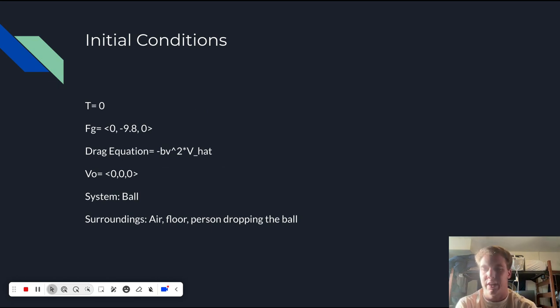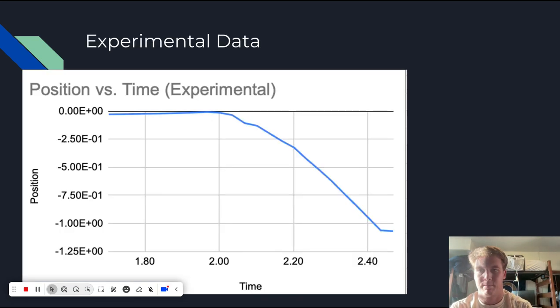So our initial conditions of the lab: time is going to be equal to 0. The acceleration due to gravity is going to be negative 9.8 meters per second squared, because that's the universal constant. Our drag equation is negative b, which is the drag coefficient, times the velocity squared, times v hat. The initial position is the origin. The system is the ball, and the surroundings are the air, floor, the person dropping the ball, really anything not the ball in the room.